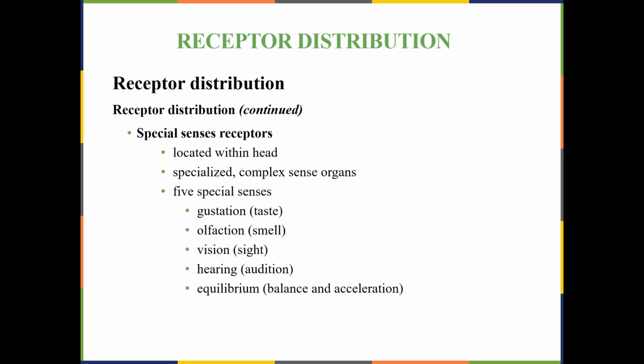Then we have special sense receptors. All of our special senses are located within our head. There are 5 special senses. We have gustation, which is your sense of taste, and that's located within your tongue. Olfaction, sense of smell, located in the nasal cavity. Vision, sense of sight, located in our eyes. Hearing, audition, and equilibrium, balance, and acceleration, both of those are within our ear.